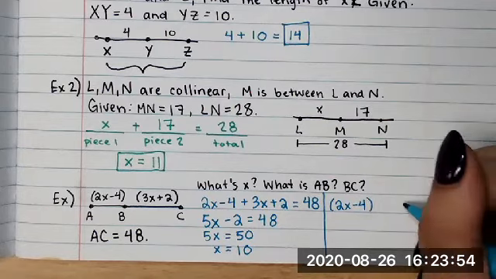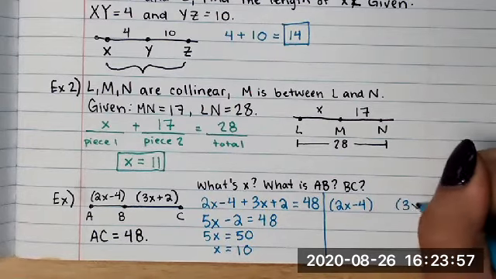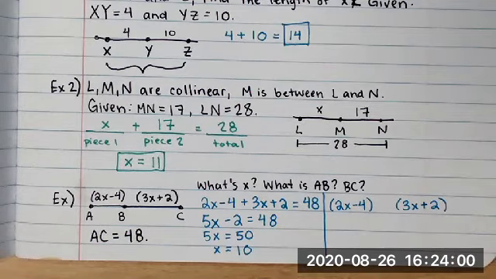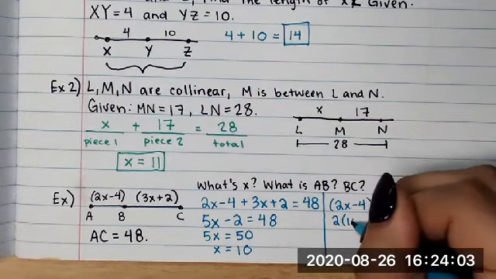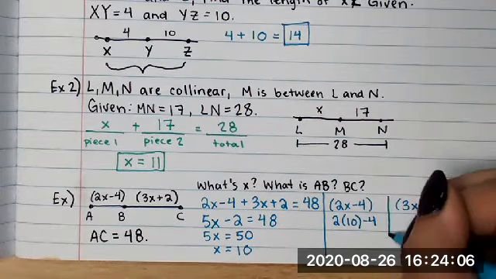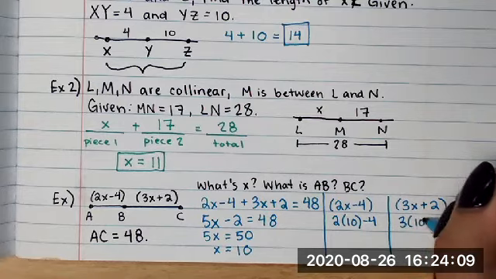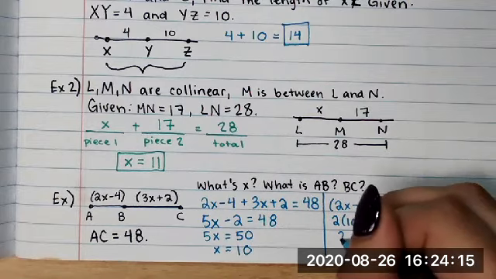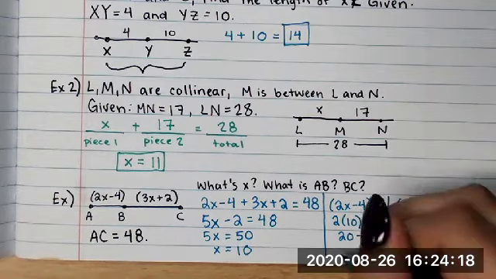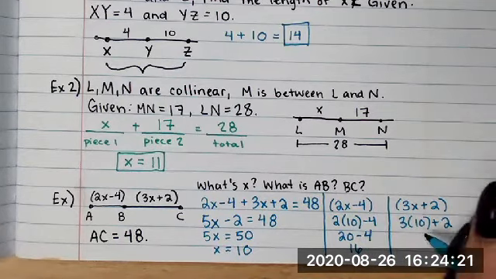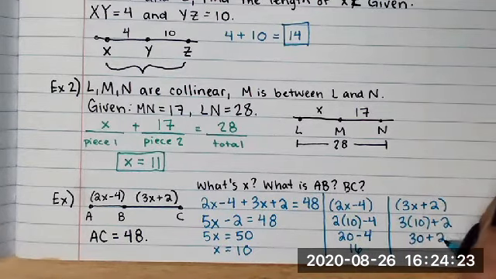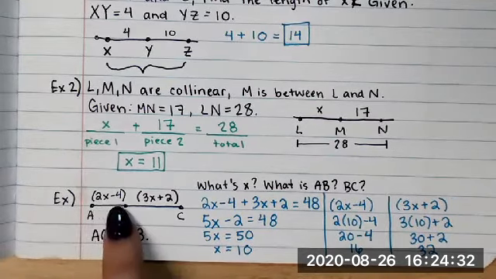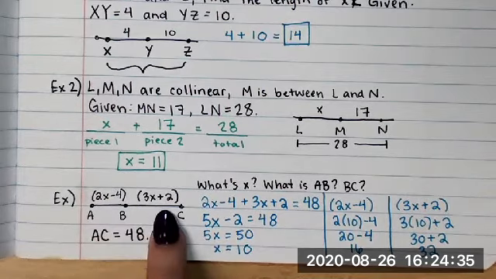So I'm going to do one where I substitute into AB and one into BC. So I'm just going to put 10 where the x goes for each of these and simplify the expression. So here we have 20 minus 4 is 16, and 30 plus 2 is 32. And now I'm able to say, all right, so this line segment is 16 units long, and this one is 32 units long.